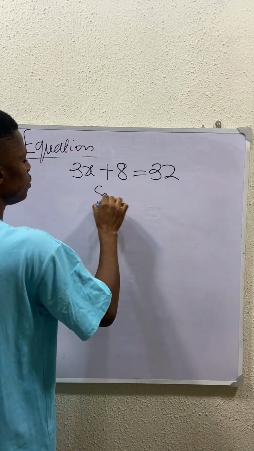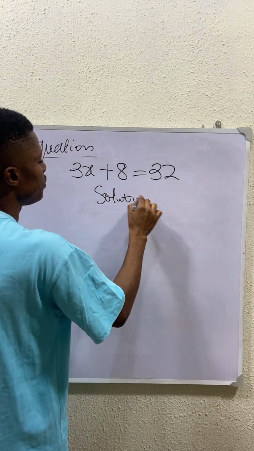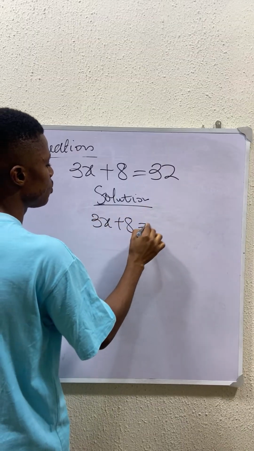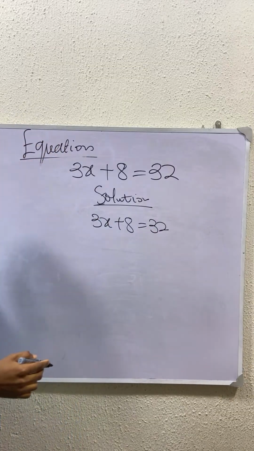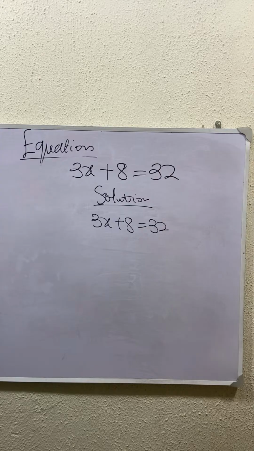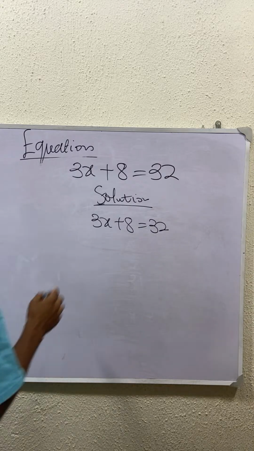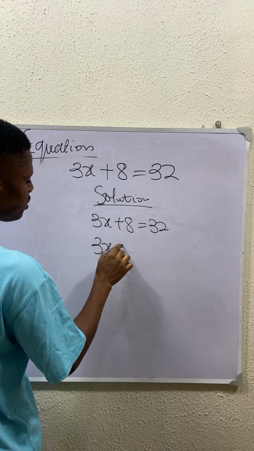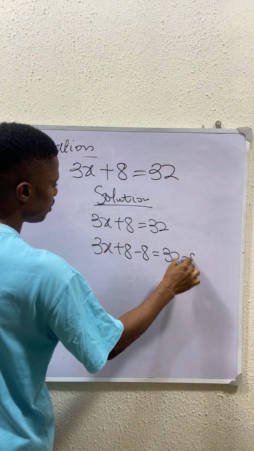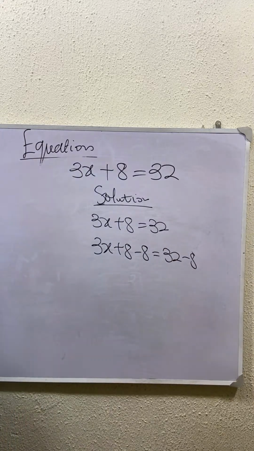So here we have the solution. You have 3x plus 8 is equal to 32. What do you do first? You have to subtract 8 from both sides. So you have 3x plus 8, take away 8, and that equals 32, take away 8. Okay, so 8 minus 8 is 0.